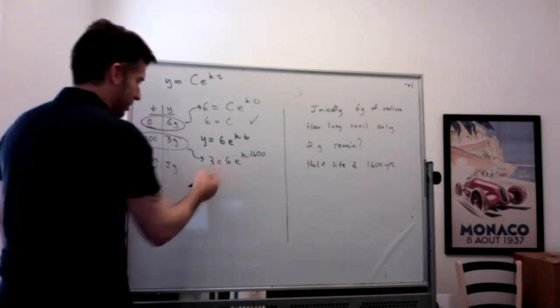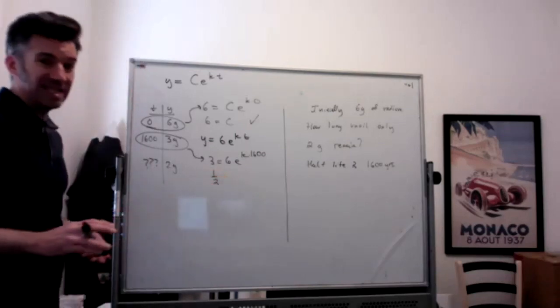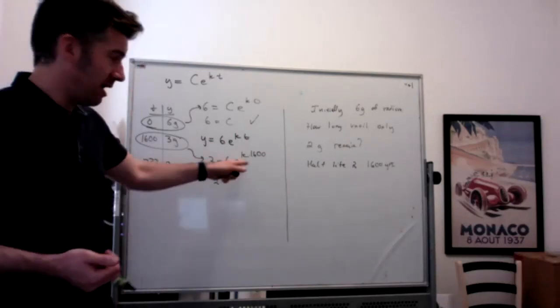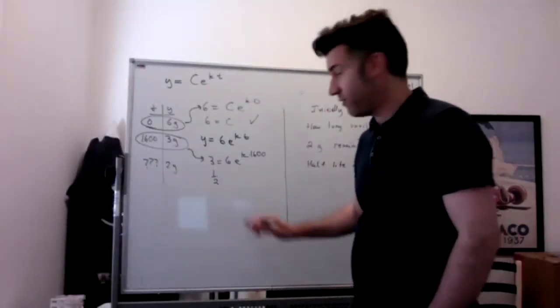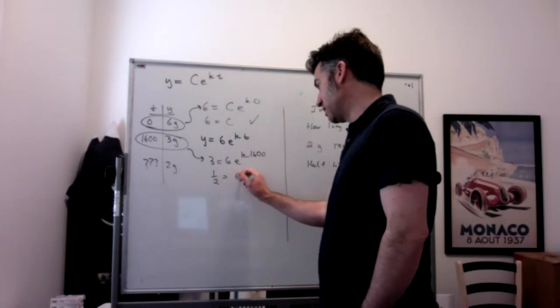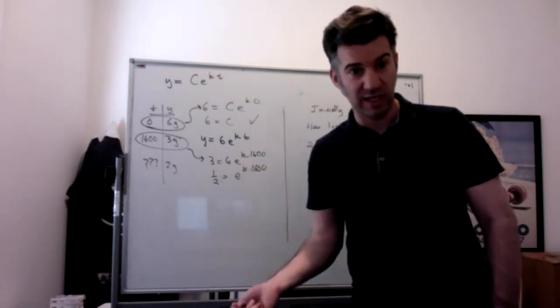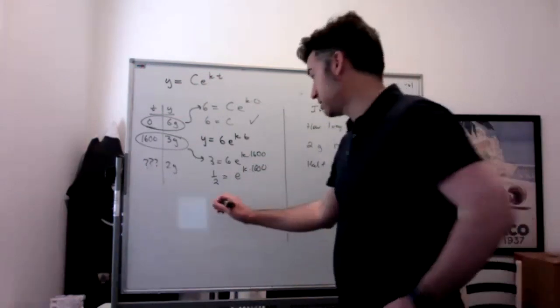So divide both sides by 6. 3 divided by 6 is 1/2. By the way, this always happens. When you're using the half-life to find the k value, you're always going to get 1/2 on the left equal to e to the k times whatever the amount of time the half-life actually is. Always, always, always. Take the natural log of both sides.